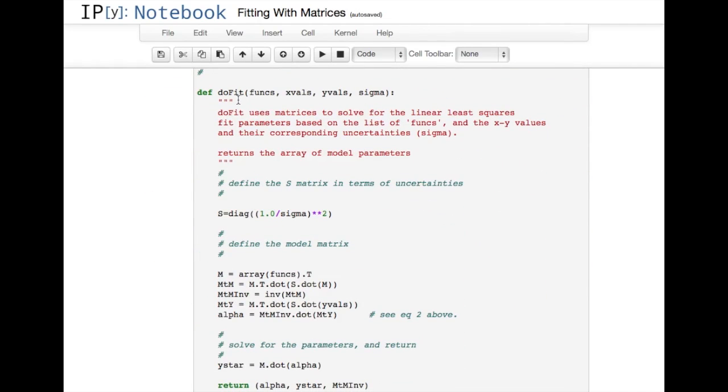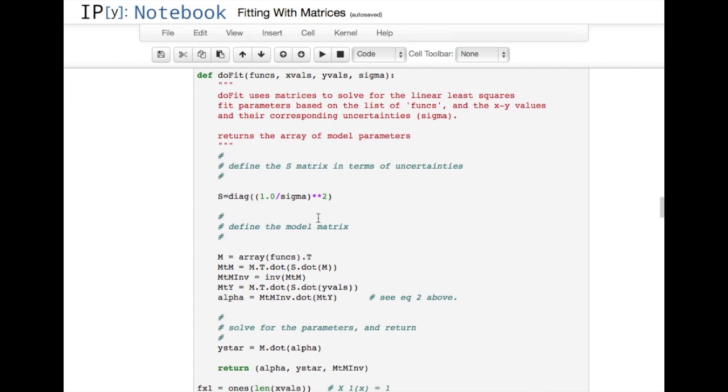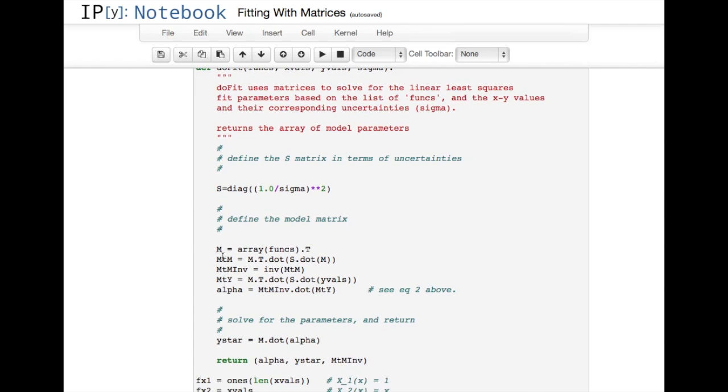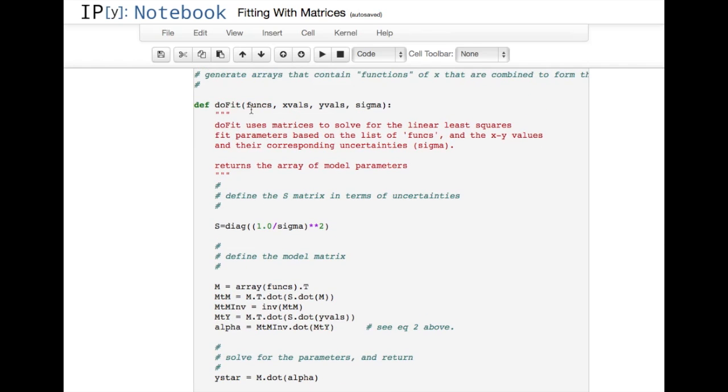And here's a Python function that does exactly that. First, you pass in the uncertainties. It calculates the S matrix as 1 over the uncertainty. It's a diagonal with 1 over the sigma squared. Then the M array, you pass in a list of functions already having been applied to the X data, and we make an array of those functions, and then we take the transpose to get these vertical columns that correspond to each of the functions applied to the X data.